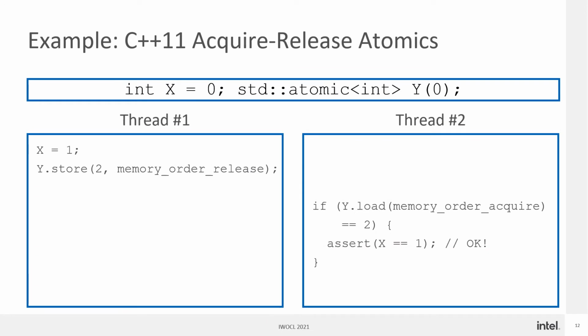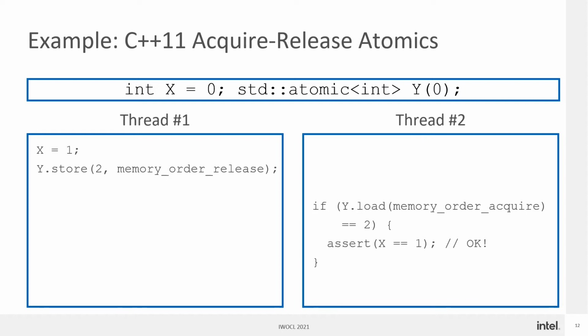So because the sequentially consistent order is expensive on some architectures, C++ provides some alternatives. And one of those alternatives is the acquire-release memory order. So this is a simple example similar to the one before, where we have an ordinary variable x and an atomic variable y, and we've initialized them both to 0.